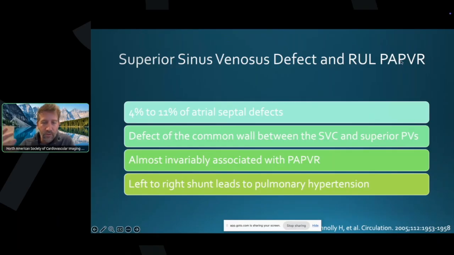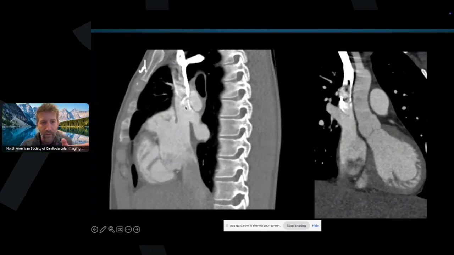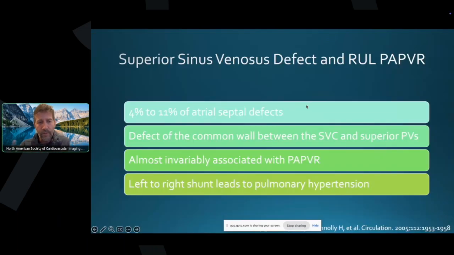Sinus venosus defects are defects at basically the level of the SVC as it drains into the atria, and they make up 4 to 11% of atrial septal defects. The defect is in the common wall between the SVC and the superior pulmonary veins, and is almost invariably associated with PAPVR. So whenever you see this type of communication very high in the atrial septum, you have to look for a right PAPVR. You're going to find it in 100% of these patients.